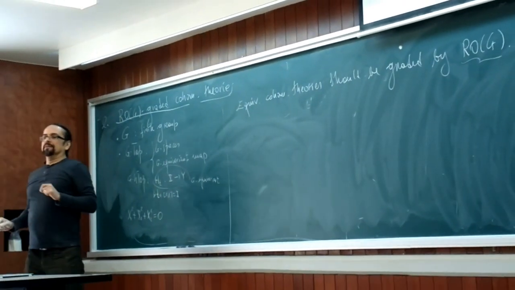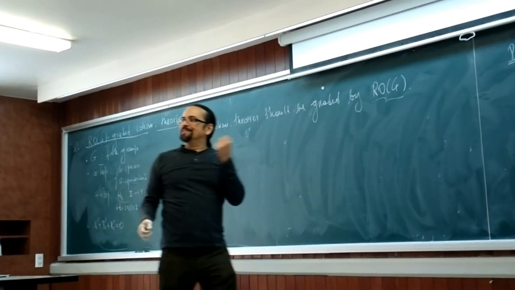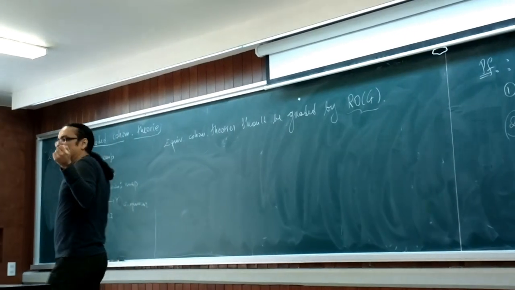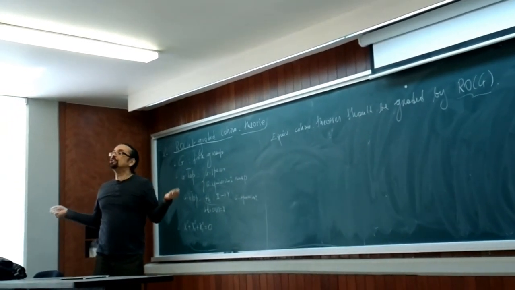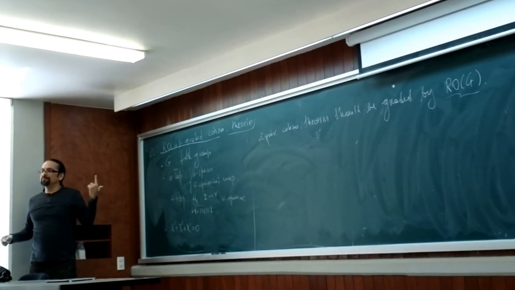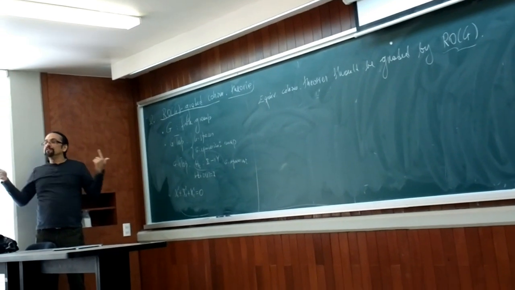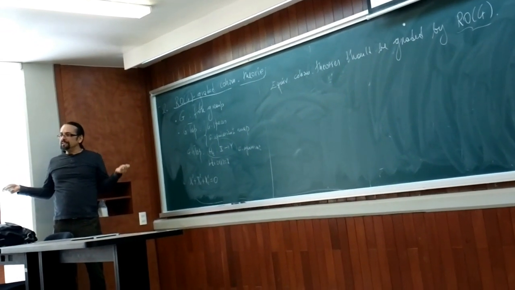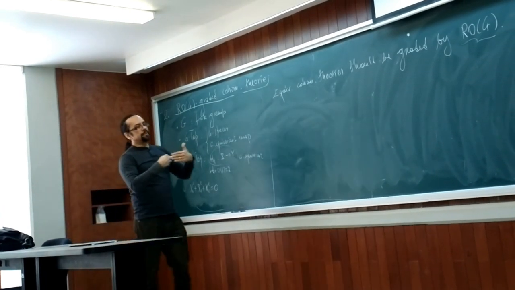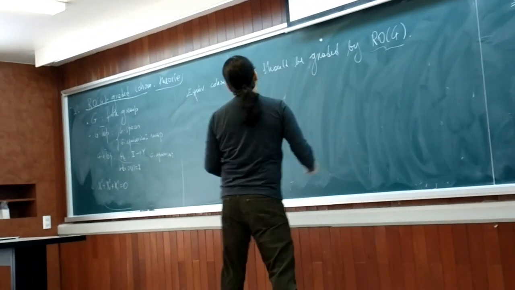For example, think about the trivial group. What are the representations of the trivial group? Just the ring of representations of that. Just the integers. Any vector space is a representation of your group, and the isomorphism class of a vector space is just its dimension. So we get the integers. And that's why the cohomology theories I described before are all graded by integers. So what does it mean?